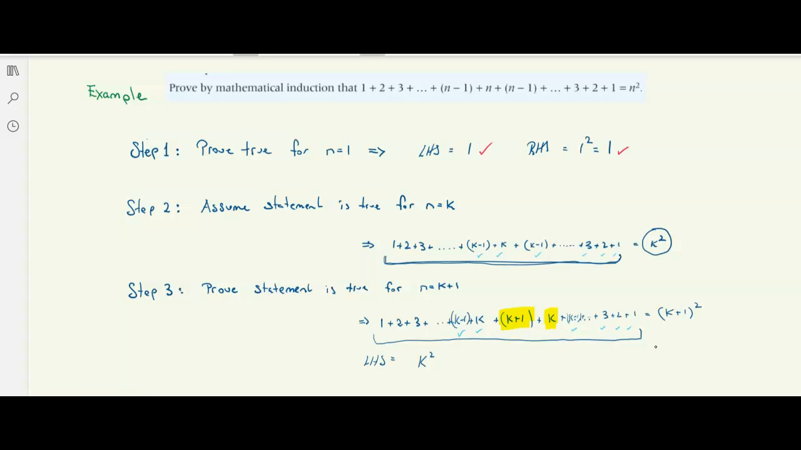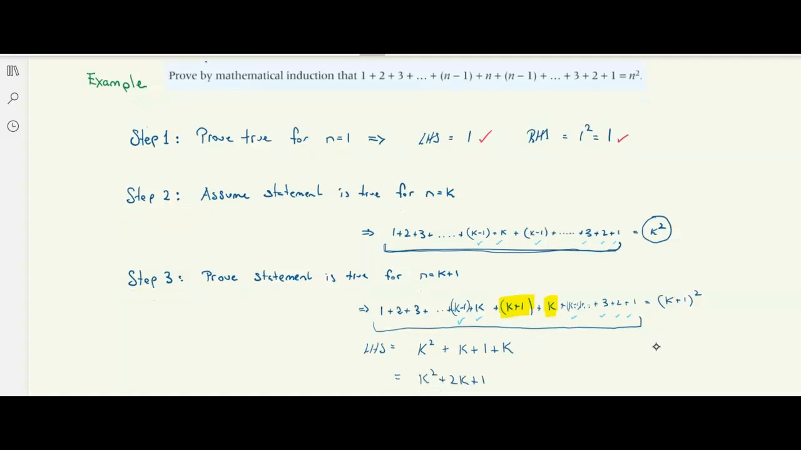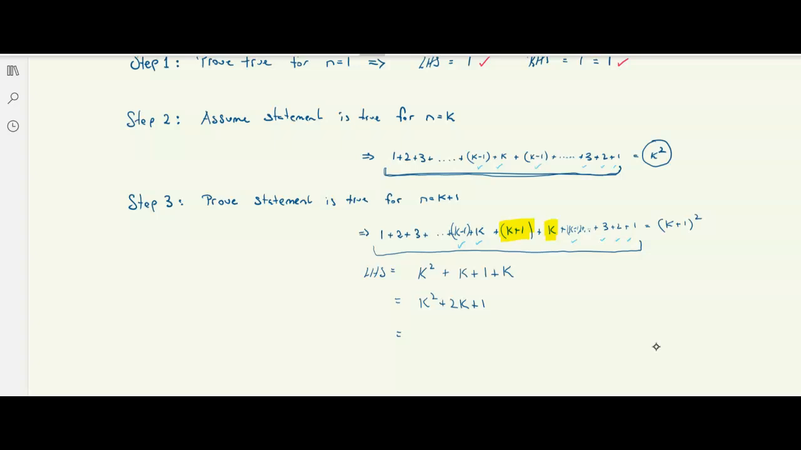So I can say that my left-hand side is equal to k squared plus k plus 1 plus k. And that's equal to k squared plus 2k plus 1. And hold on a second. If we factorize here, I've got k plus 1 squared, and that is my right-hand side. So I have been triumphant. Step 3 done. That's the inductive step done.